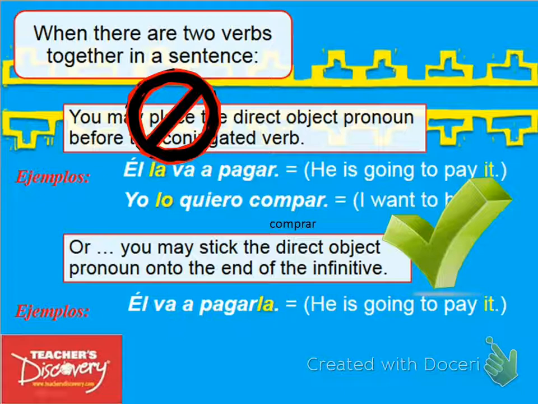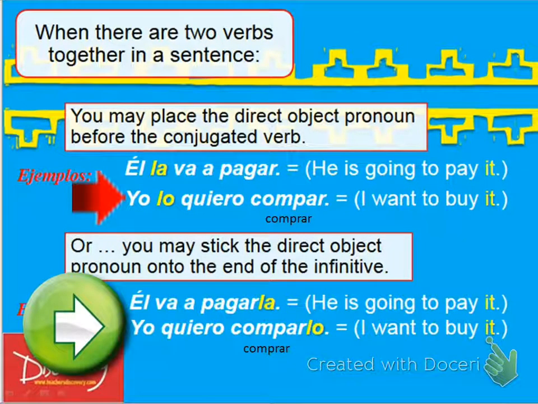Because you have two verbs, I don't want you to put the direct object pronoun in front of the first verb. I want you to attach it at the end of the second verb that's not conjugated. Everybody follow me so far? Okay. I want to buy it. I want to buy something masculine and singular. I don't want you to put it in front of the verb. I want you to attach the lo at the end of the second verb.